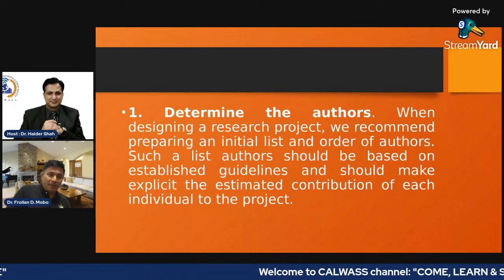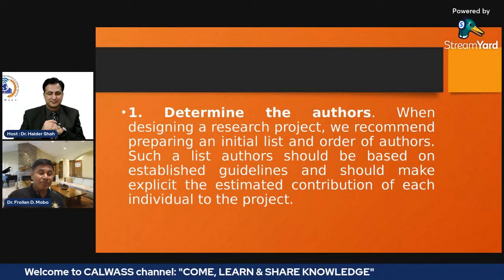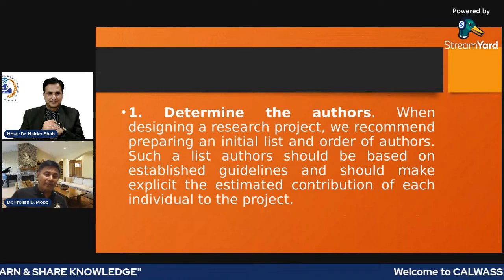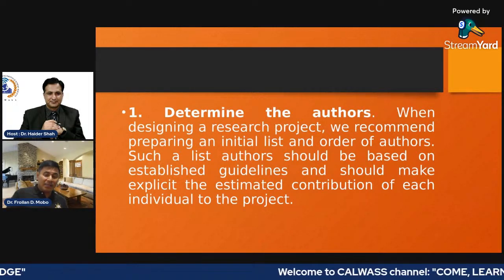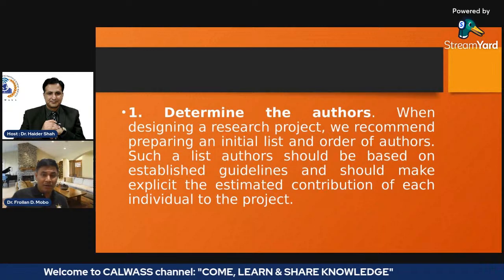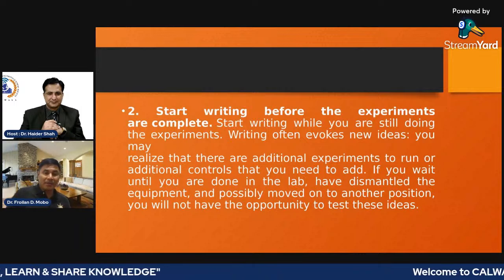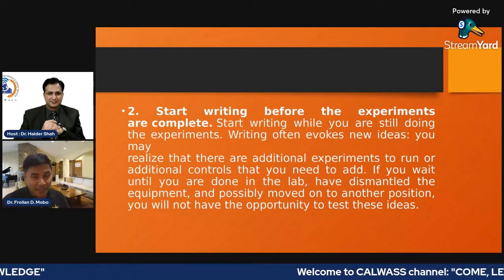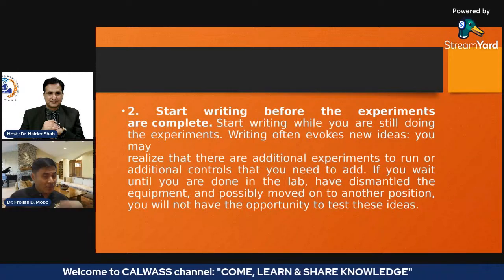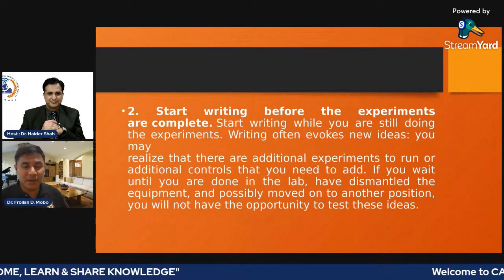And then of course you can determine the authors when designing a research project. It is better to recommend or prepare an initial list of authors, and from there we can list down everything which is being done, being processed by these particular people. So it's very important to determine how it will be affected. Another tip is to start writing before the experiments are completed. Start writing while you are still doing the experiments, and you can realize that there are additional experiments to run or additional contrasts that you need to add.